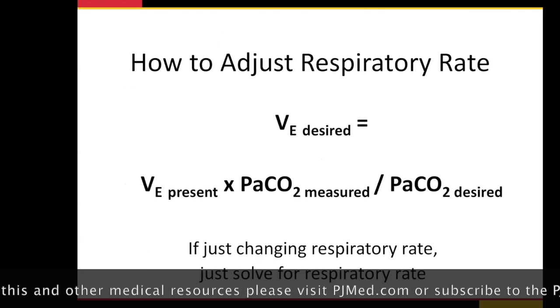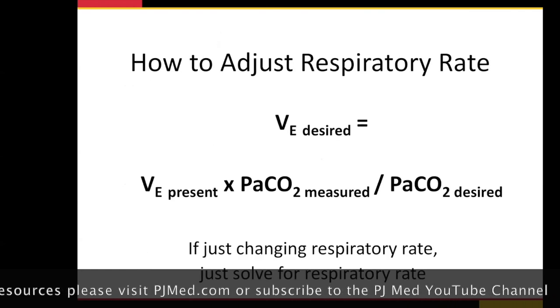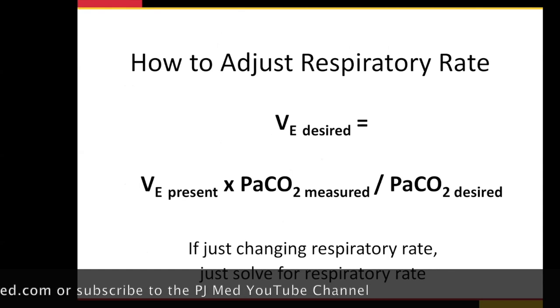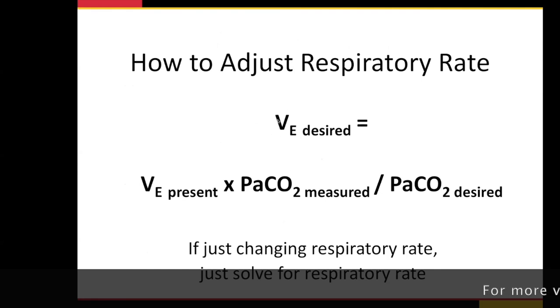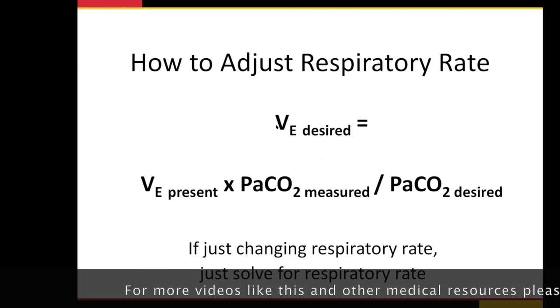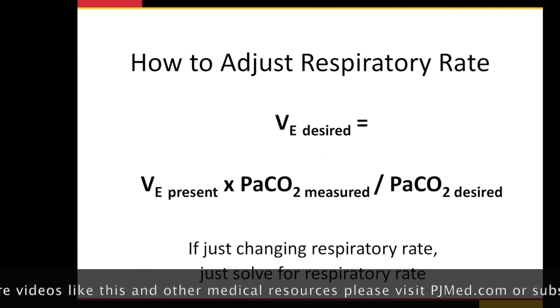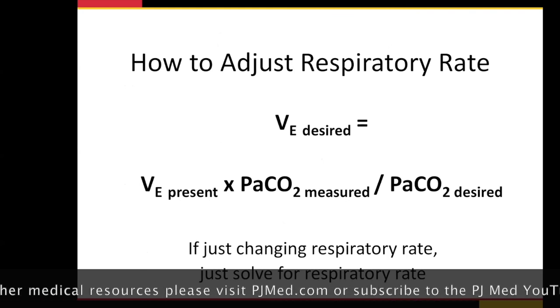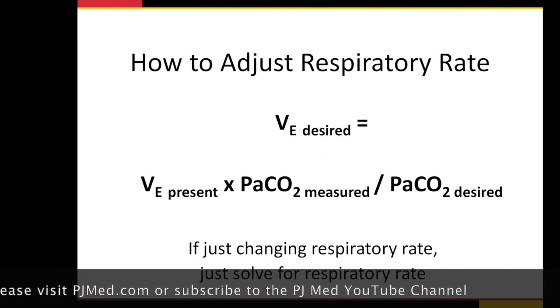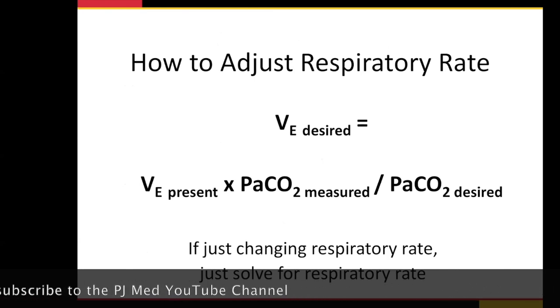Now, here's a formula we teach. It's taught in the CCAT world for those of you that have completed that program. So what we're really looking at here is your minute ventilation, respiratory rate times tidal volume. But it's even easier than that. You've already chosen your tidal volume, right? We said 6 to 8 mils per kilo. So that doesn't change.